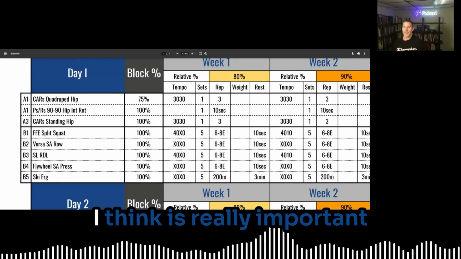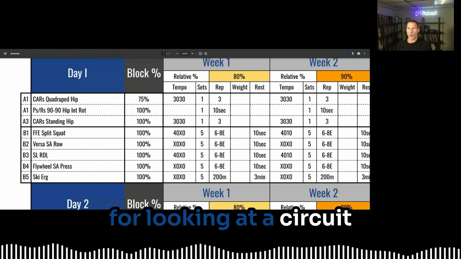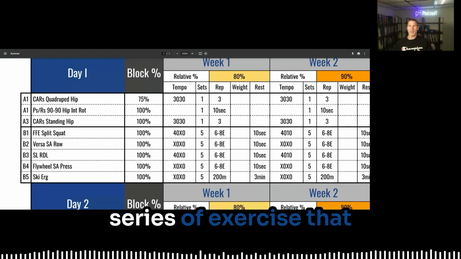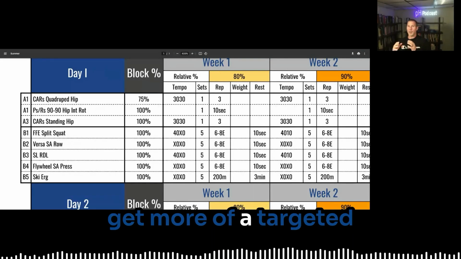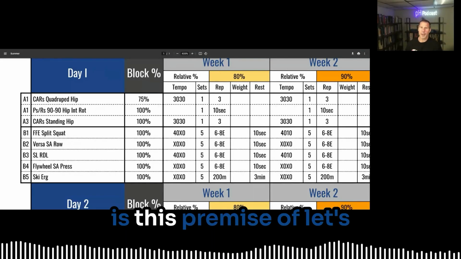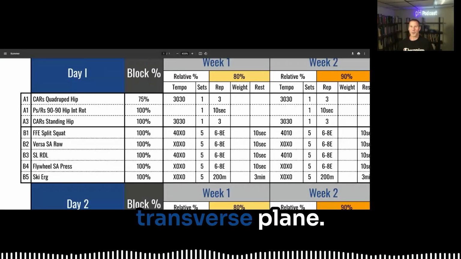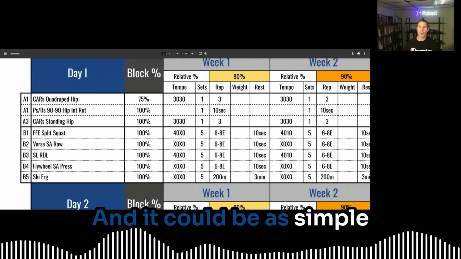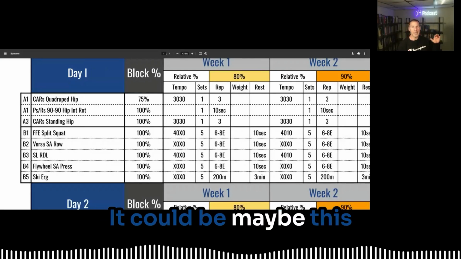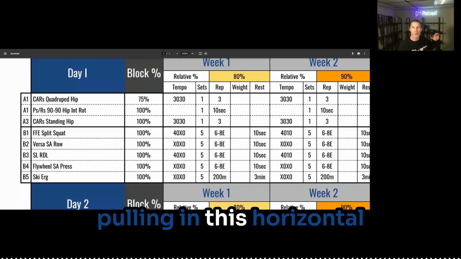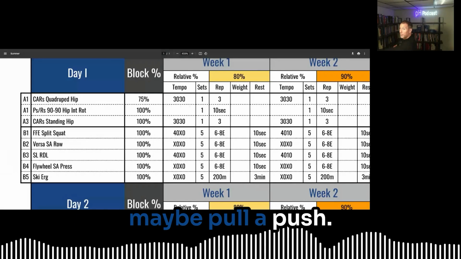And the other point that I think is really important for looking at a circuit, or a series of exercises that we want to include to get more of a targeted energy system focus, is this premise of let's think about rotational vectors. Let's think about transverse plane. It could be as simple as a rotational chop or a rotational lift. It could be pulling in this horizontal type of direction, so maybe a pull, a push.